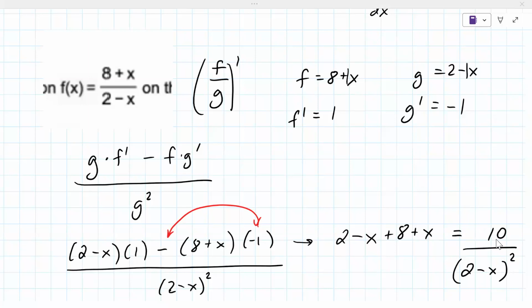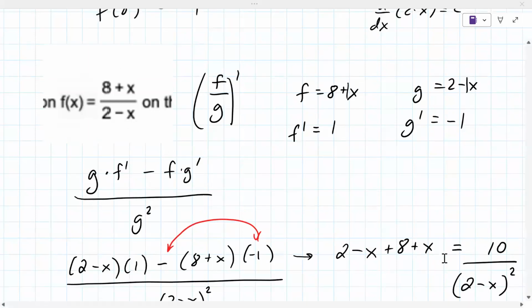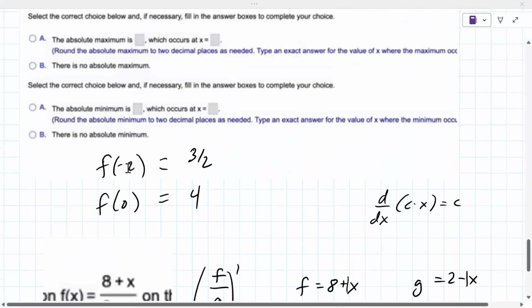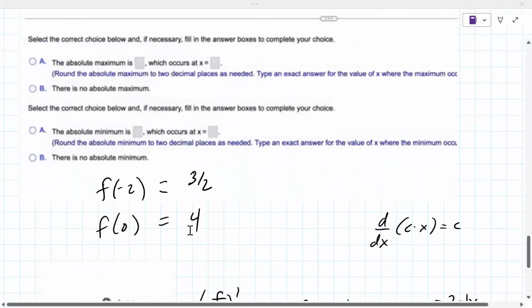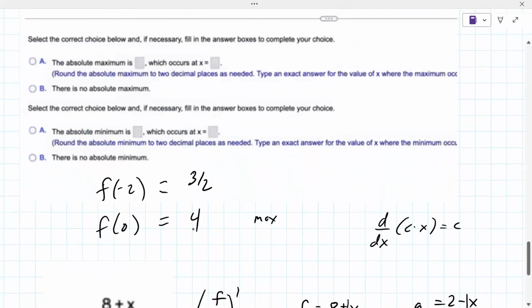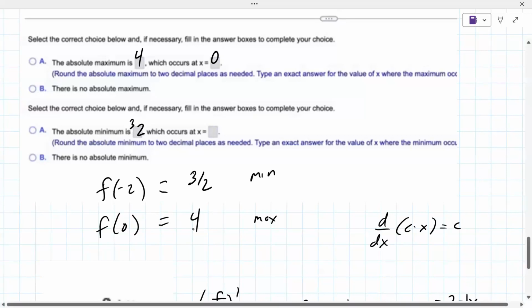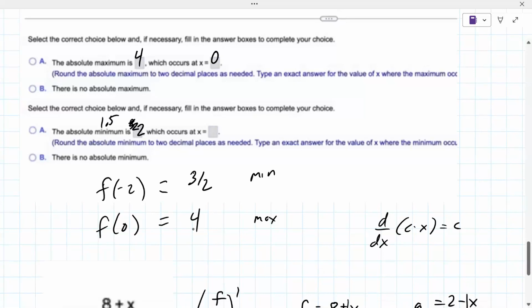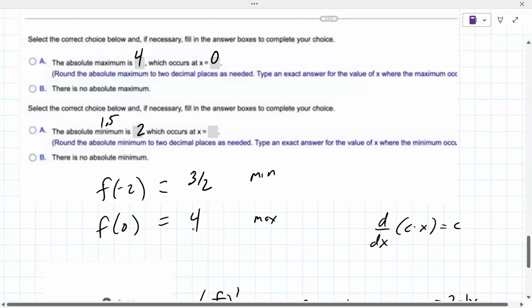I'm going to keep going here unless I hear otherwise. So there's no critical points because there's no place where the top equals 0. So we're basically done. These are the only two places to consider. So this is the max and this is the min. The absolute max is 4 when x is 0. The absolute min is 3/2, which maybe you want to put in 1.5. And then that's at x equals -2.